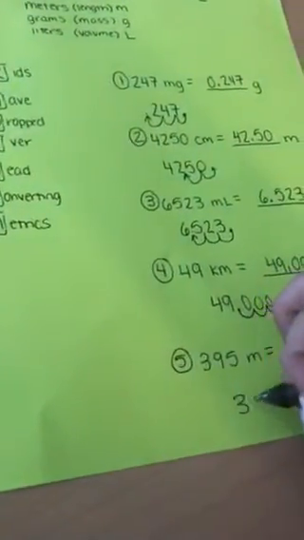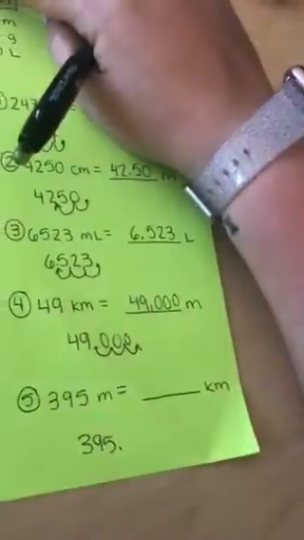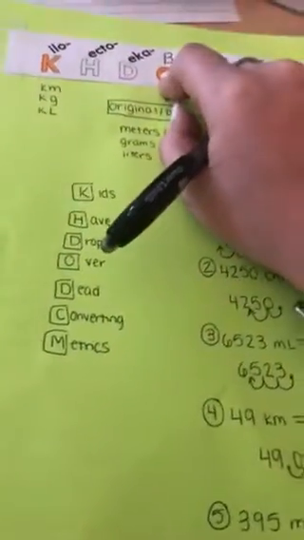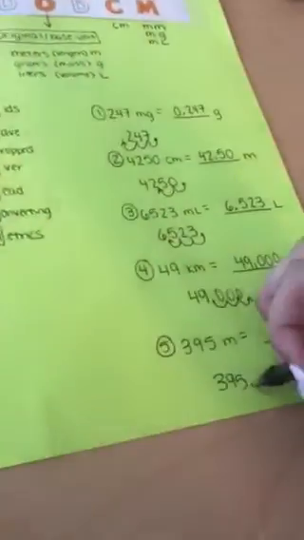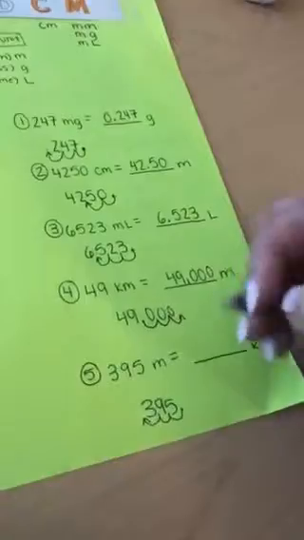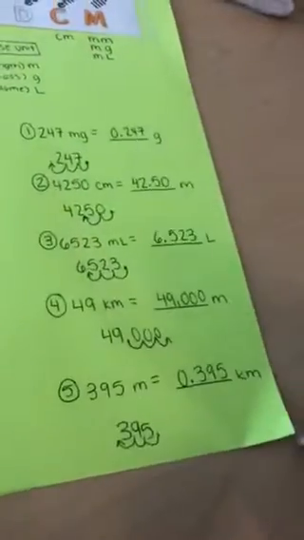In this last example, I'm starting with 395 meters. I want to convert that into kilometers. So my decimal is going to move 1, 2, 3 times to the left. And I end up with 395 thousandths kilometers.